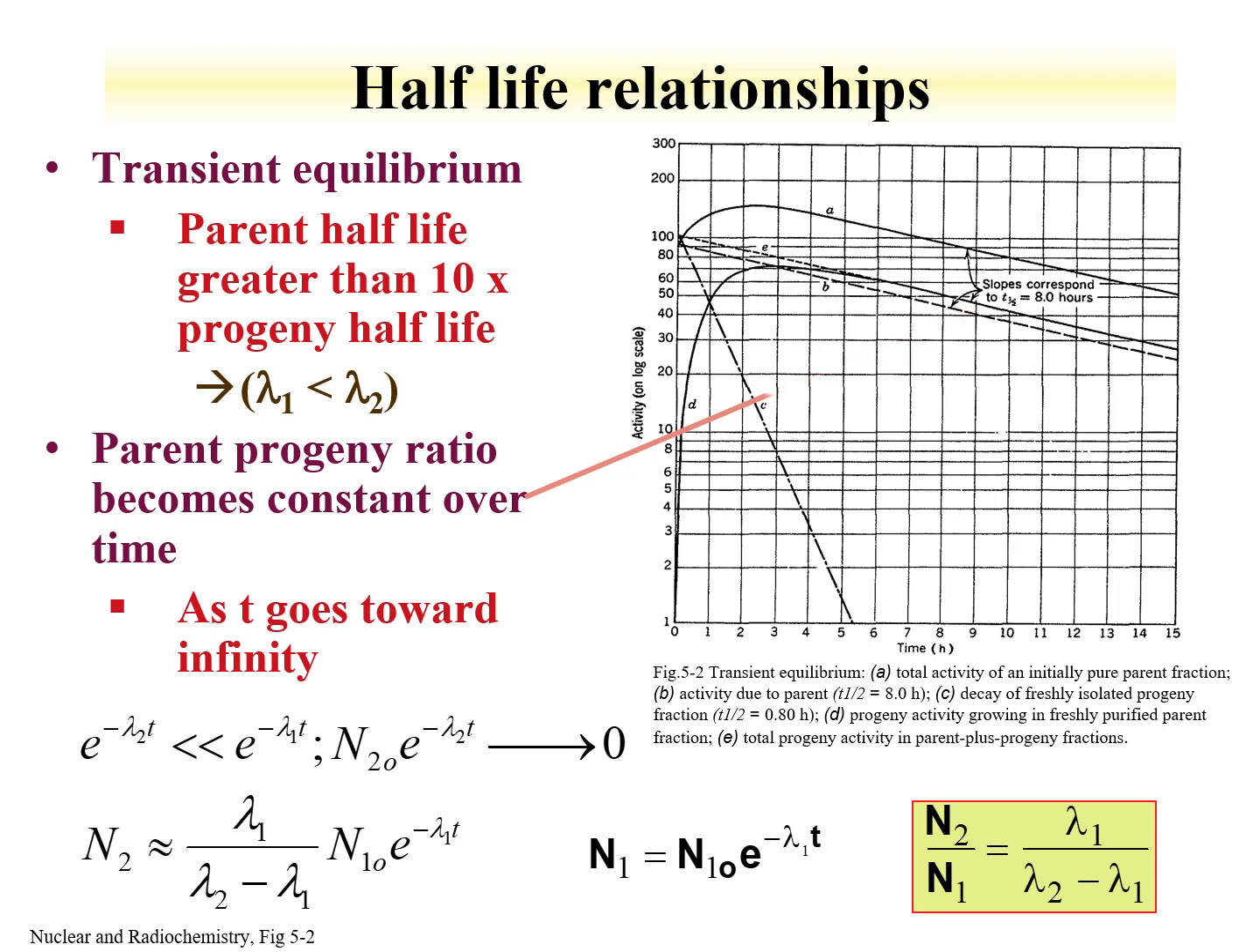And we can collapse the equation so that the number of progeny atoms is approximately equal to the decay constant of the parent divided by the difference between the decay constant of the progeny and the decay constant of the parent, times the initial amount of the parent, e to the minus lambda t, so the decay rate of the parent. It becomes this equation. And then we can just look at a ratio. The ratio between the number of progeny atoms and the number of parent atoms at equilibrium is equal to the parent decay constant divided by the difference between the progeny and the parent decay constant.